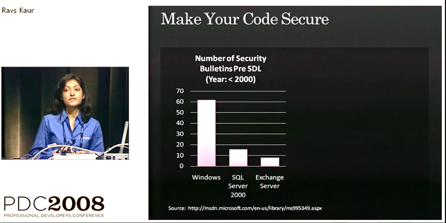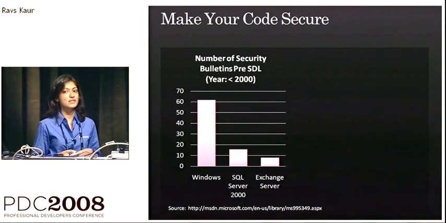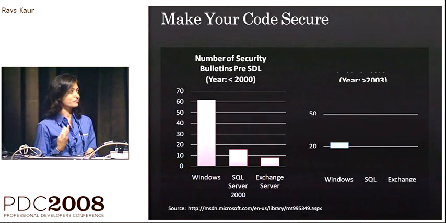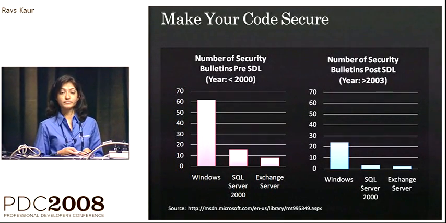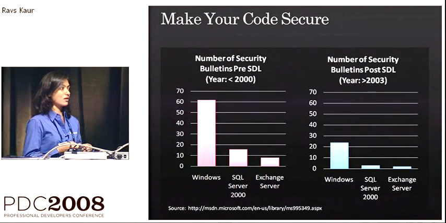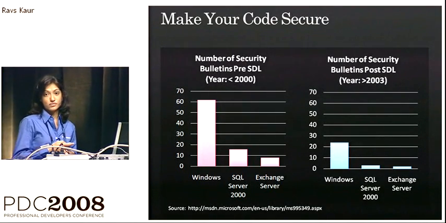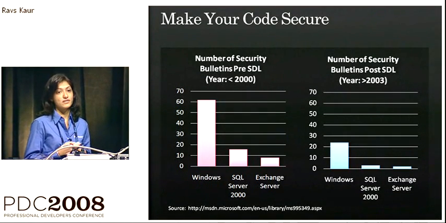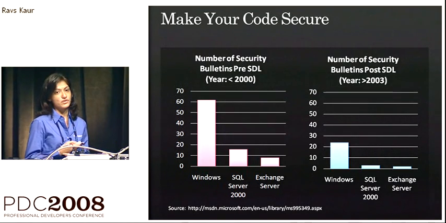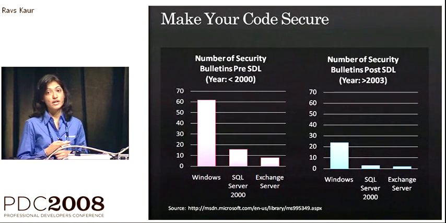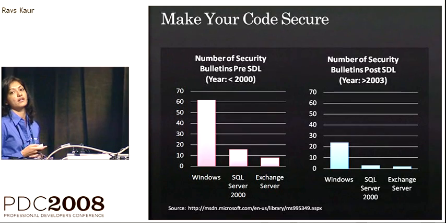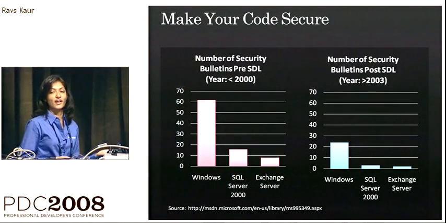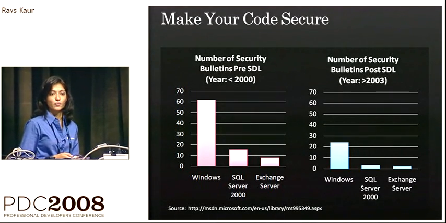Take a look at some of these numbers. Before the SDL was in place, these were the number of security bulletins released for Windows, SQL, and Exchange. And these were after. SQL Server and Exchange Server went down to about 2, 3. Windows went down about 60%. The pre-SDL was Windows 2000, and after was Windows Server 2003. It's a huge security improvement. And we're not done. We want to get all the way down to 0. But these numbers are encouraging, and code analysis plays its part in keeping it that way.